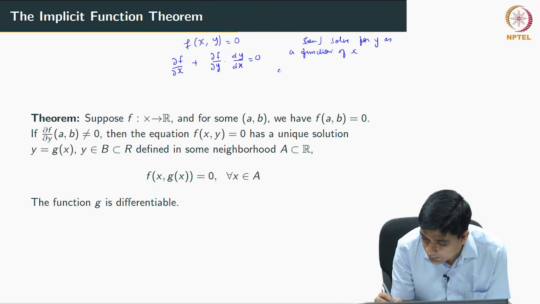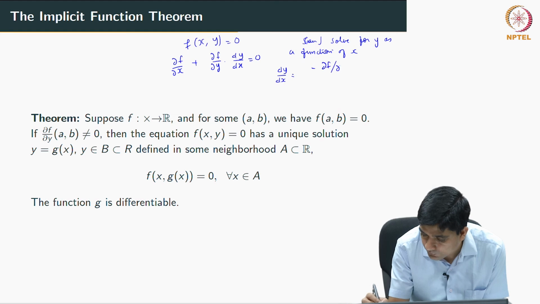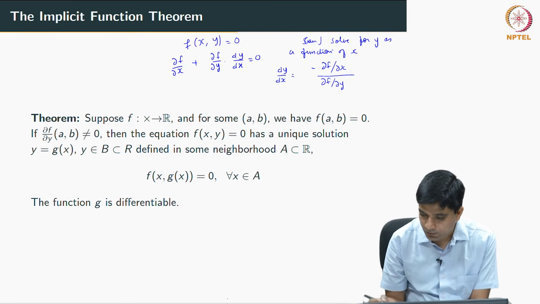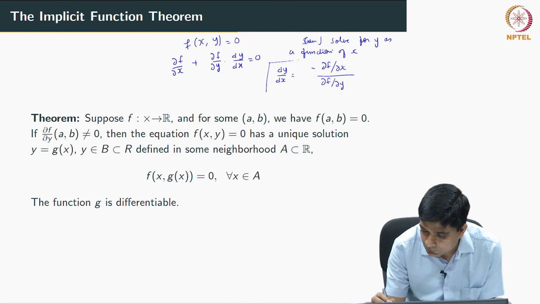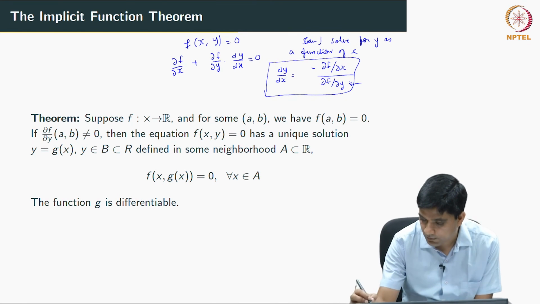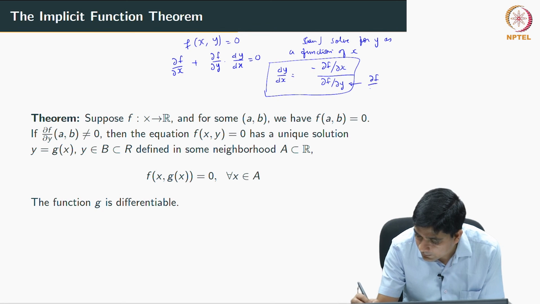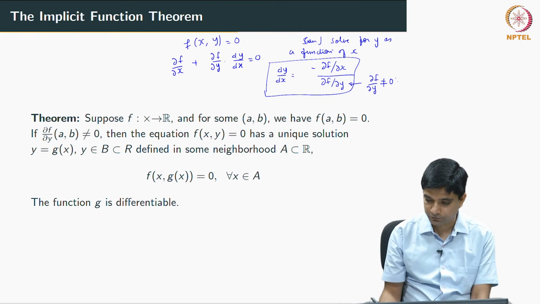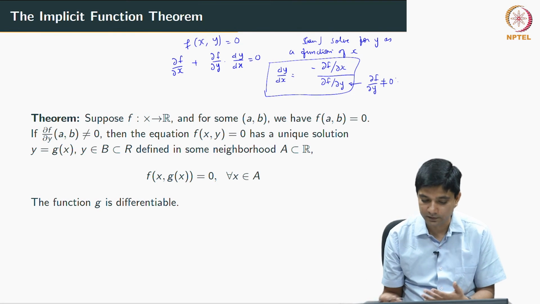Which essentially means that I am looking at a solution to these equations. Dy by dx is minus partial of f by partial of x over partial of f by partial of y. So by looking at these expressions, I can solve for this assuming that the denominator does not go to 0. It essentially means that the partial of f with respect to y should not be equal to 0. Right. And now we are ready to state the general theorem.